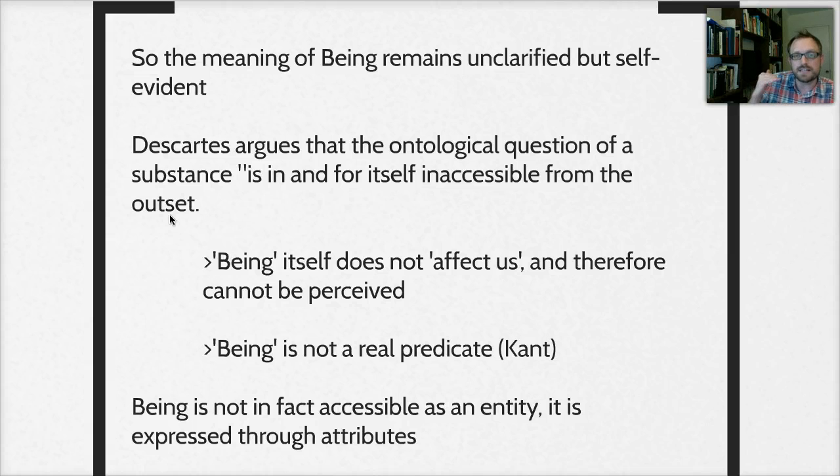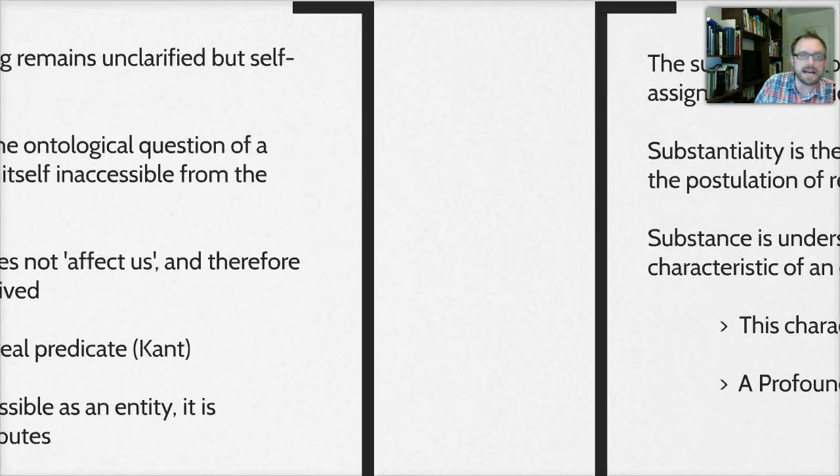And so you can see here that Kant, from Heidegger's perspective, is really just falling in line with Descartes' insistence to skip over a question about the proximity of being itself. Being is not, in fact, accessible as an entity. It's expressed merely through these attributes.